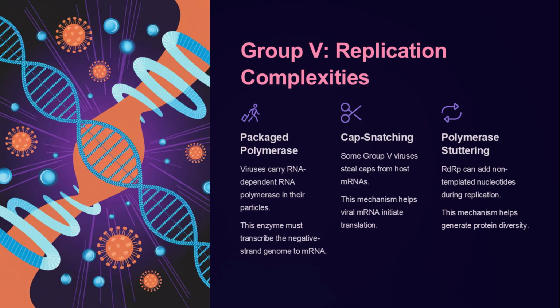Many group 5 viruses also use a mechanism called cap snatching to steal the 5' cap structures from host cell mRNAs. This helps the viral mRNAs initiate translation more efficiently. The viral RdRp can also exhibit polymerase stuttering during replication, adding non-templated nucleotides. This generates protein diversity and helps the virus adapt. Overall, these replication complexities allow group 5 viruses to successfully replicate their genomes and express their genes within the host cell.